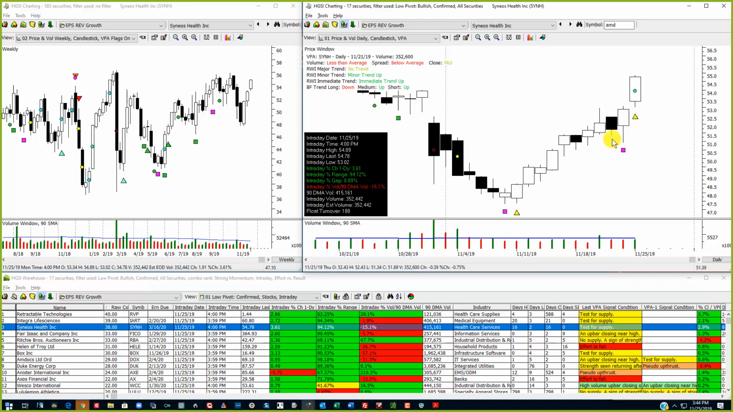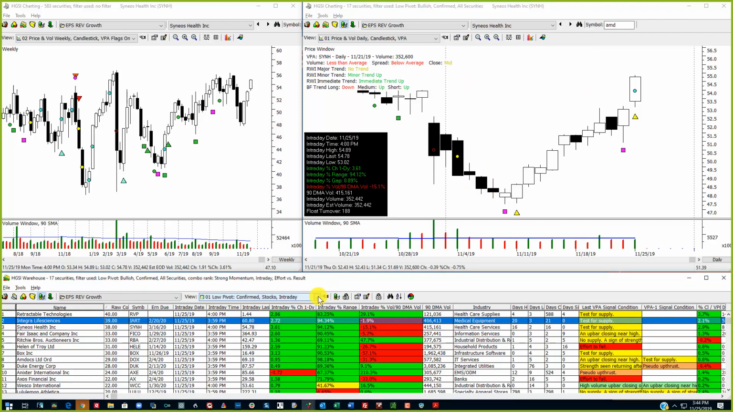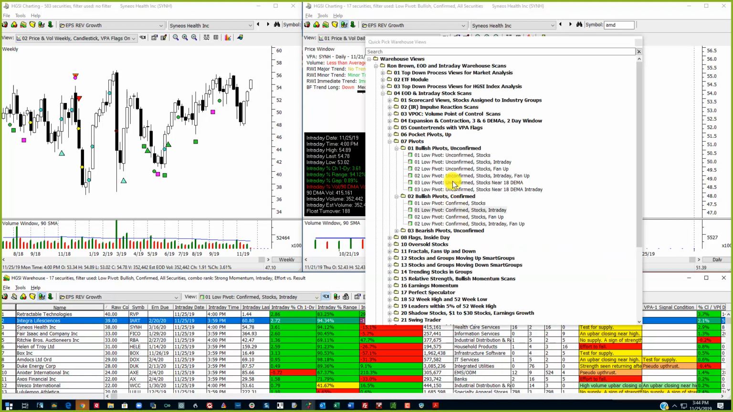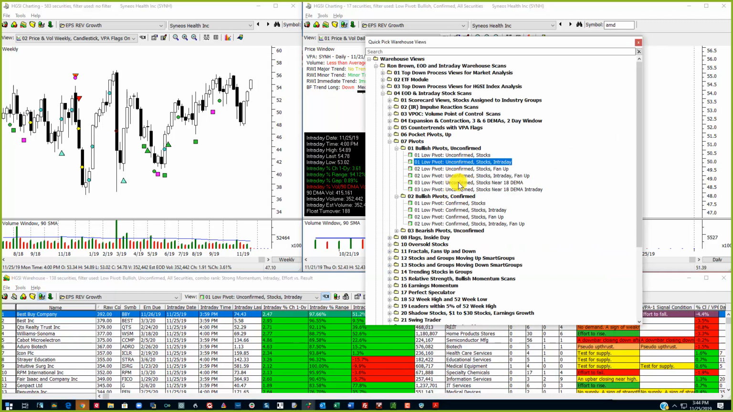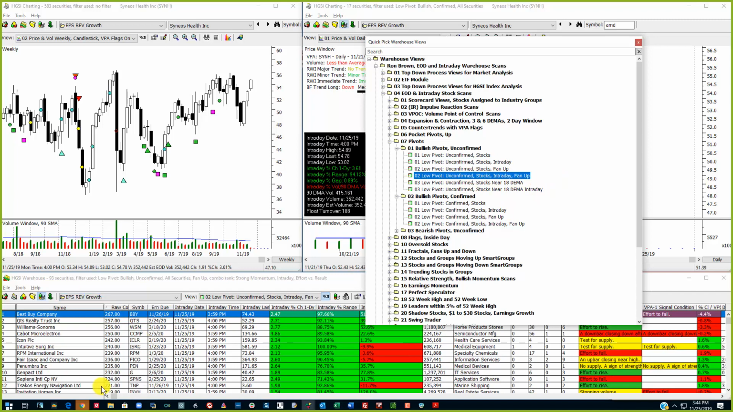But this was a pivot. And why was this a pivot? Because this low is lower than this low, and it was confirmed on Friday. So you have your option of doing either one of them. And we can spend more time on this in the future. Both of them work pretty well, and I just really concentrate on those towards the top of the list.